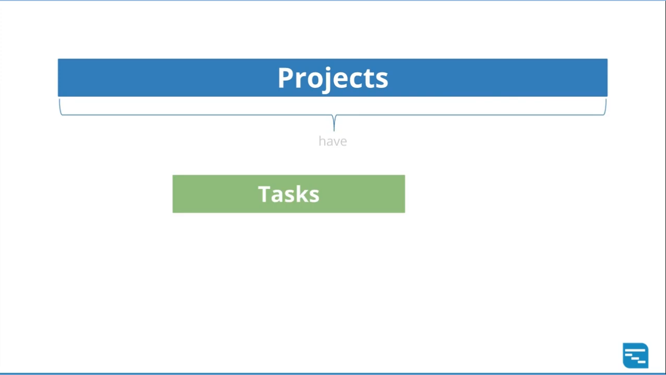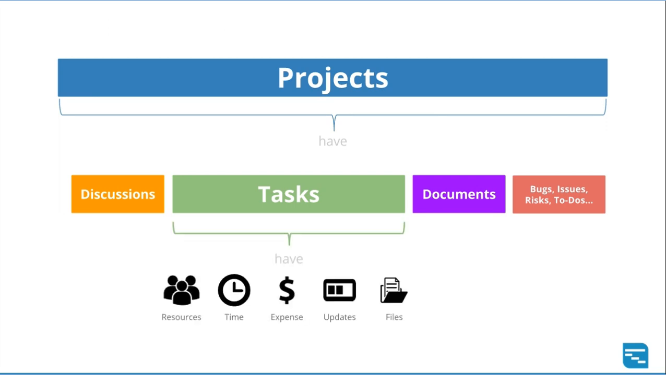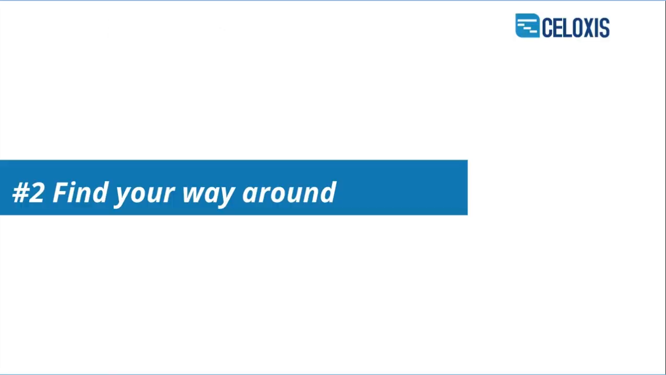At the top level, you have projects. Projects can have tasks, discussions, documents, and even bugs, risks, or to-dos. Tasks can further have resources, time and expense items, progress updates, and also file attachments.